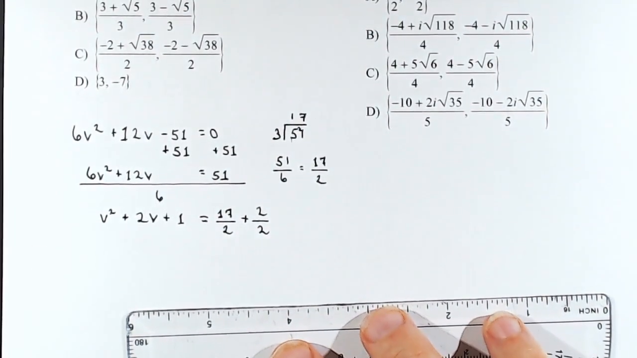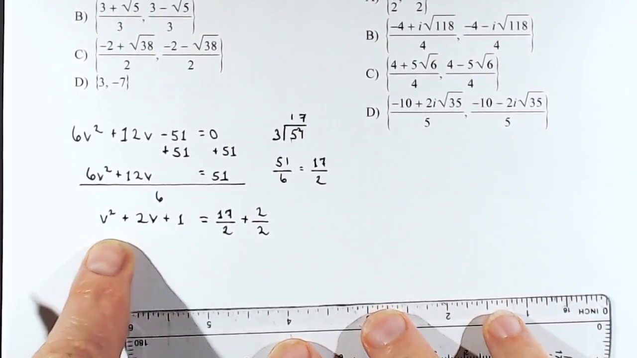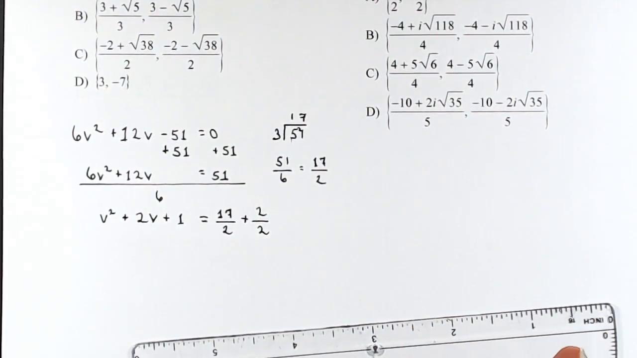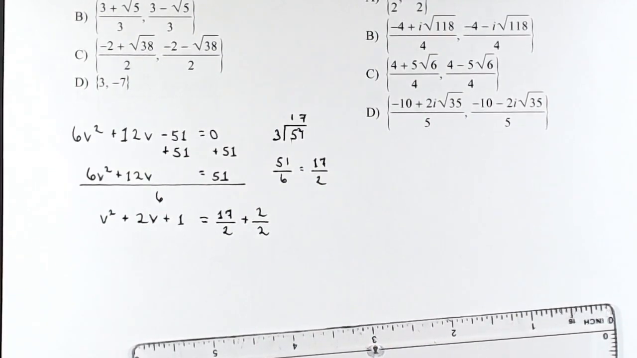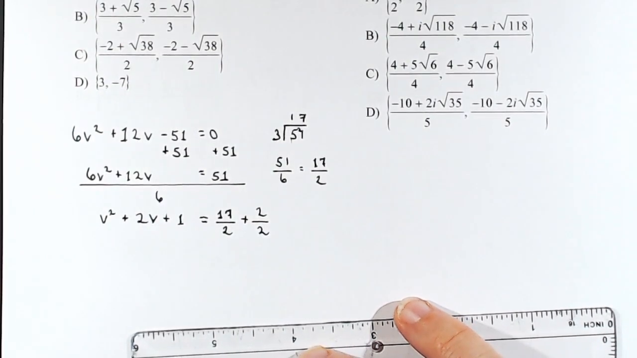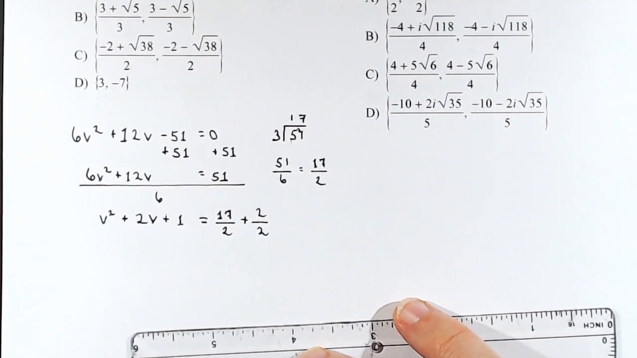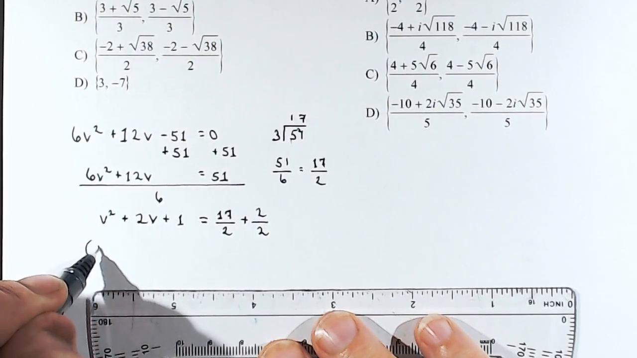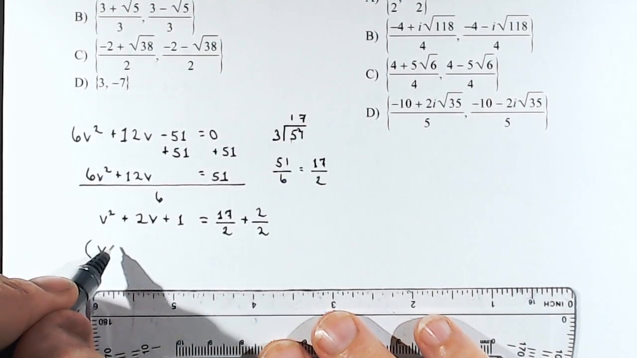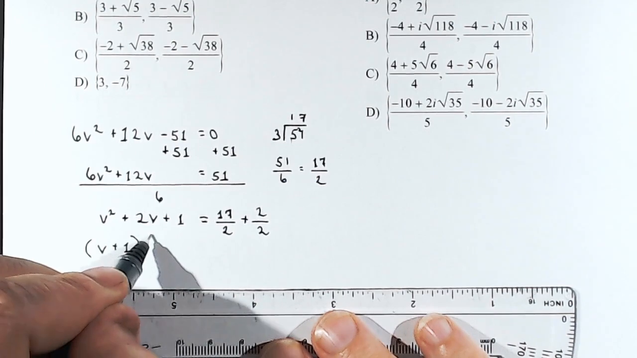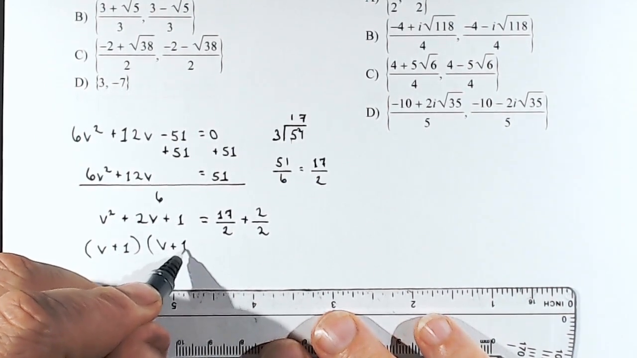Okay? Now what? Well, this is factorable, all right? And it's factorable into what's called a perfect square binomial, which means that whatever the factors are, they're identical to one another. All right, so let's think of two numbers that add to 2 and multiply to 1. How about 1 times 1? 1 plus 1 is 2. 1 times 1 is 1. So it's going to be v plus 1 times v plus 1.